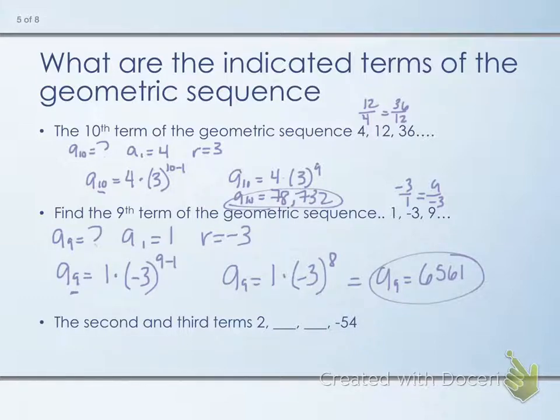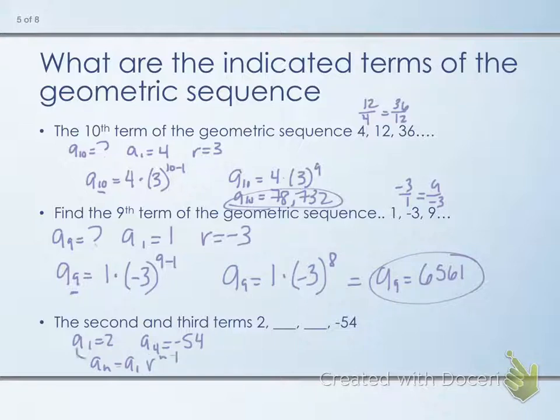Okay, now we're finding the second and third terms. So I know my a sub 1 is 2. I don't know what rate this is increasing by, so that's what we're going to have to solve. I know my a sub 4 is negative 54, and I don't know what's occurring before it, so I need to use the explicit formula. So that's a sub n equals a sub 1 times the rate to the n minus 1.